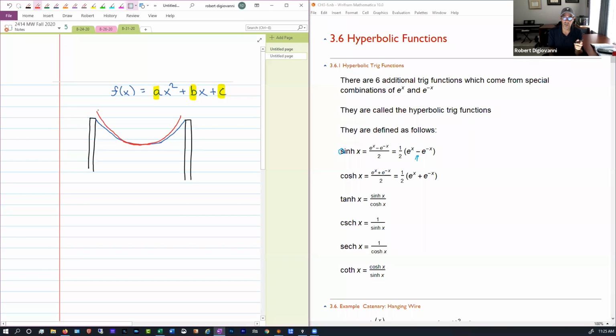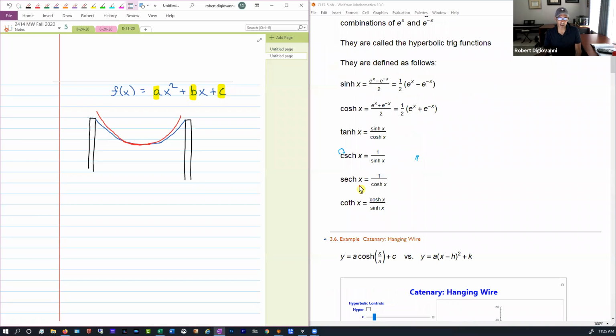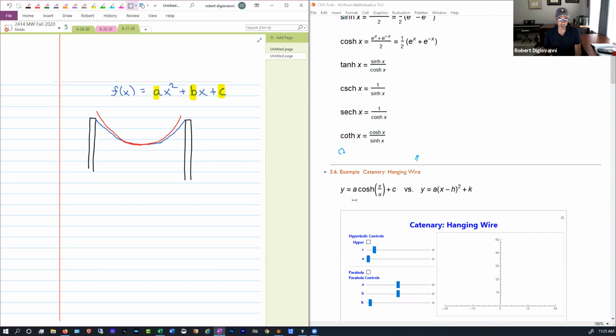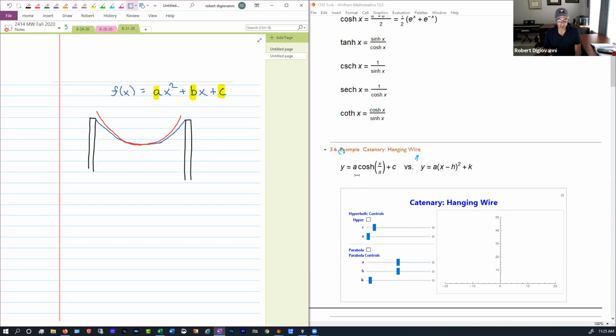But there is a function that would lay right on top of that, and it's a hyperbolic function. It turns out to be a hyperbolic cosine function. And so these are called catenaries. If you've ever heard that word, a catenary is a hanging wire. And the function that represents a catenary is A cosh(x/a) + c. So that's the generic form of a catenary.